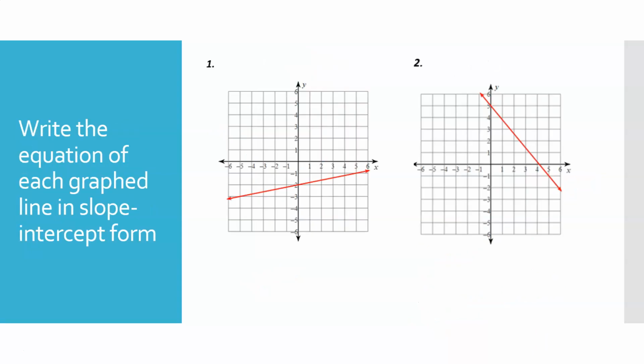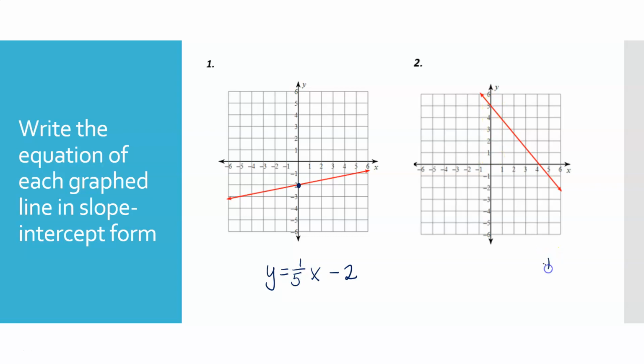Okay, this next part is writing an equation of a line that's already there in slope-intercept form. So where does it start? It starts at -2, so that's my B. So now we just need the slope. So rise is +1, run is 1, 2, 3, 4, 5. So I have y equals 1/5 x minus 2.